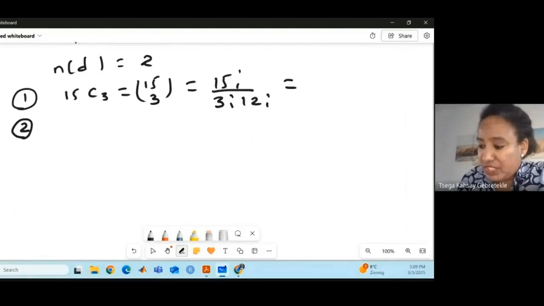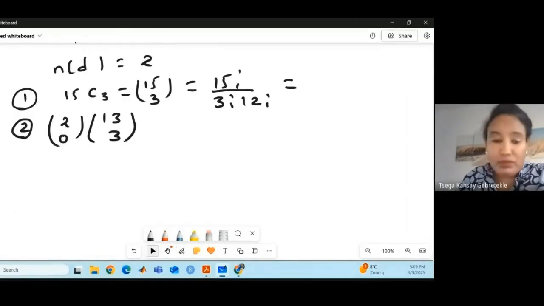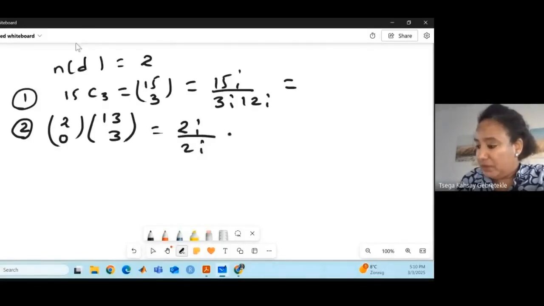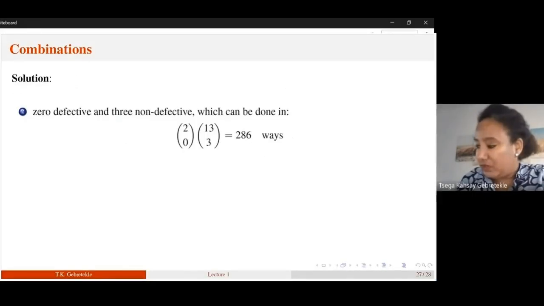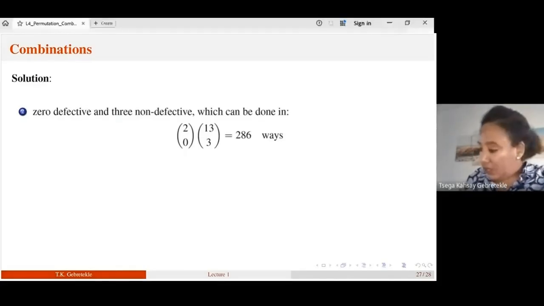Number 2 says none of the defective clocks are included. It means from the 2 I'm going to select none, but from the 13 I'm going to select all 3. You multiply this by this: 2 factorial divided by 2 minus 0, which is 2 factorial, times 13 factorial divided by 3 factorial times 13 minus 3, which is 10 factorial. And the answer for this is 286 ways.